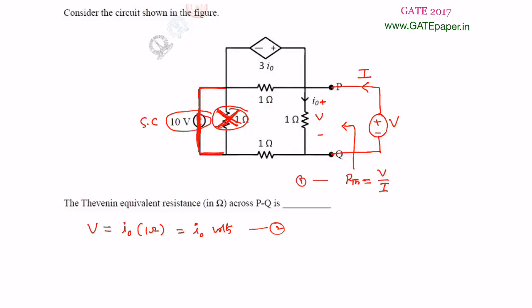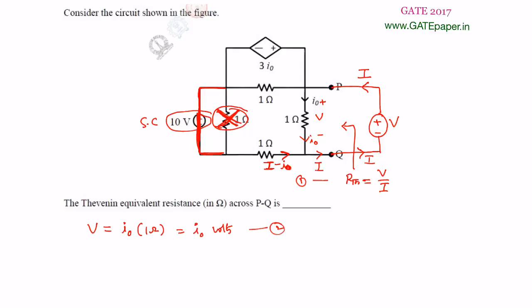Next, calculate I. I is the current flowing through this one, so the current going from V is also entering into V. So this is the current I and this is the current I naught. If you take the current direction in this way, then it will be written as I minus I naught. If both get added, I naught gets cancelled, and the resultant is capital I. So this current will be I minus I naught.